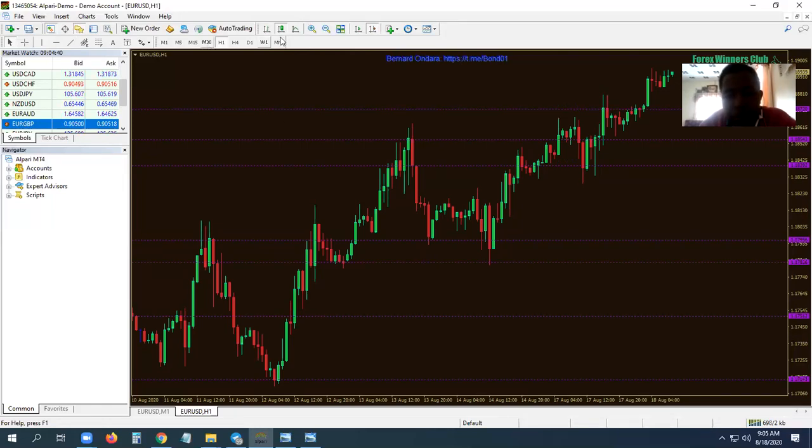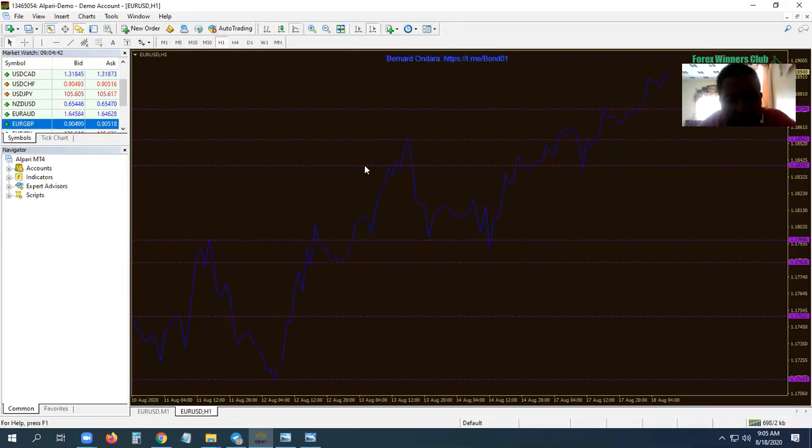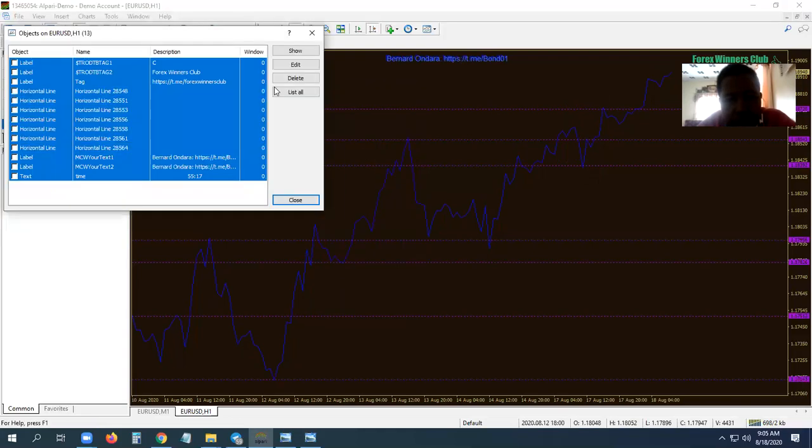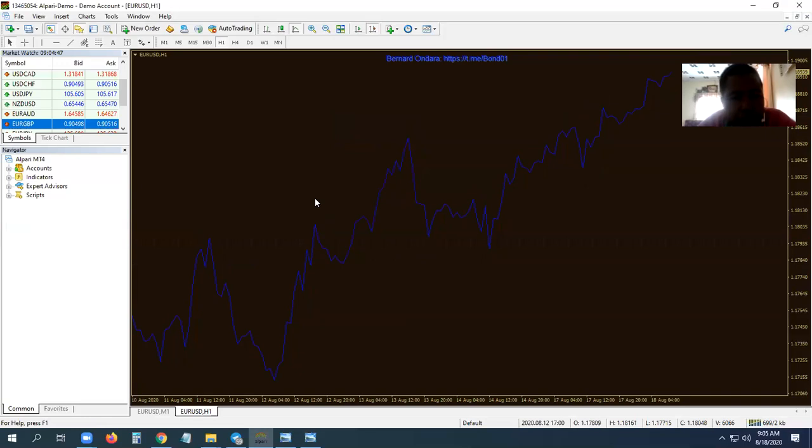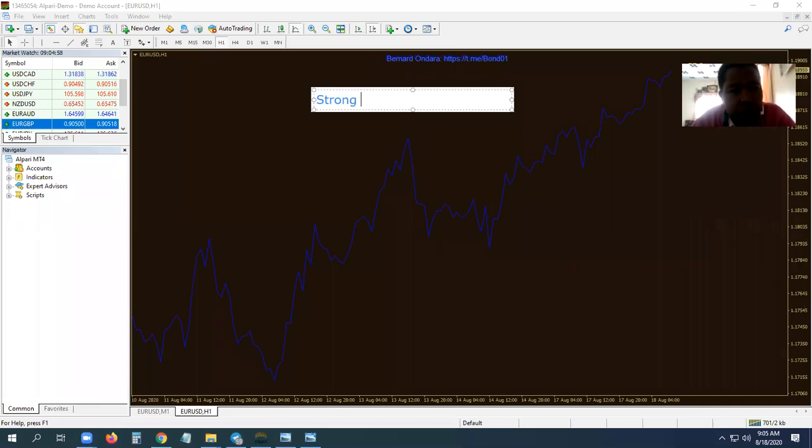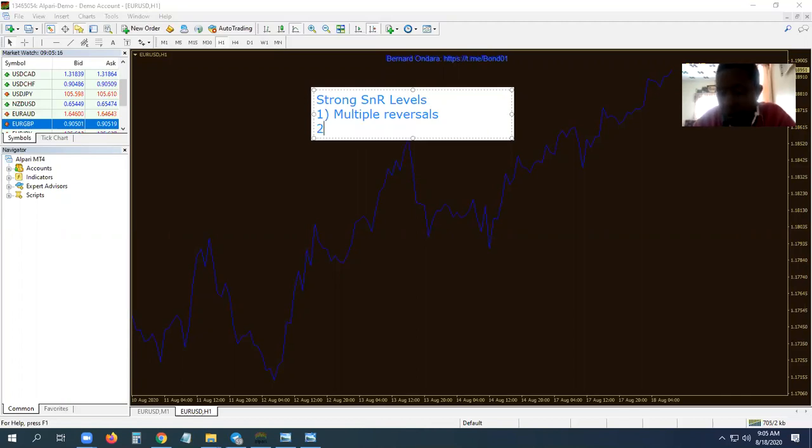After you have drawn them using a line chart, you now need to start drawing better levels, strong support and resistance. A strong support and resistance will have these characteristics. Number one, multiple reversals. If you see a point on your chart where the market has reversed several times, that's a good level.